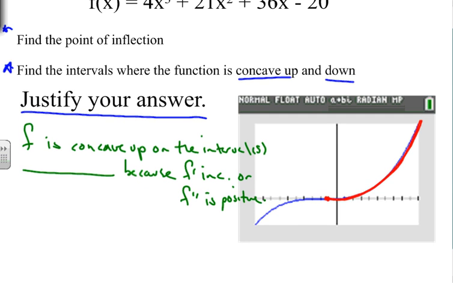Now, where is this located? Where is this possible point of inflection? All right, point of inflection. We'll find that out in a little bit. But let's continue on our justification. So that's where concave up would be.